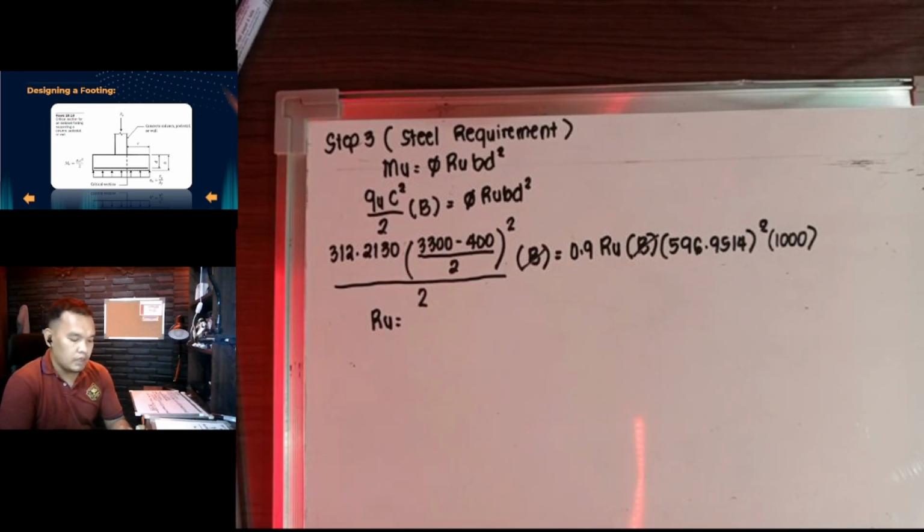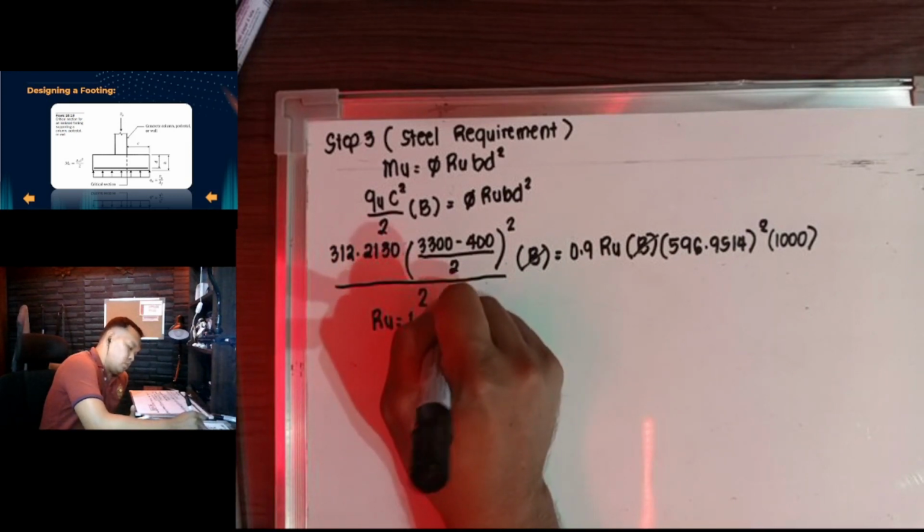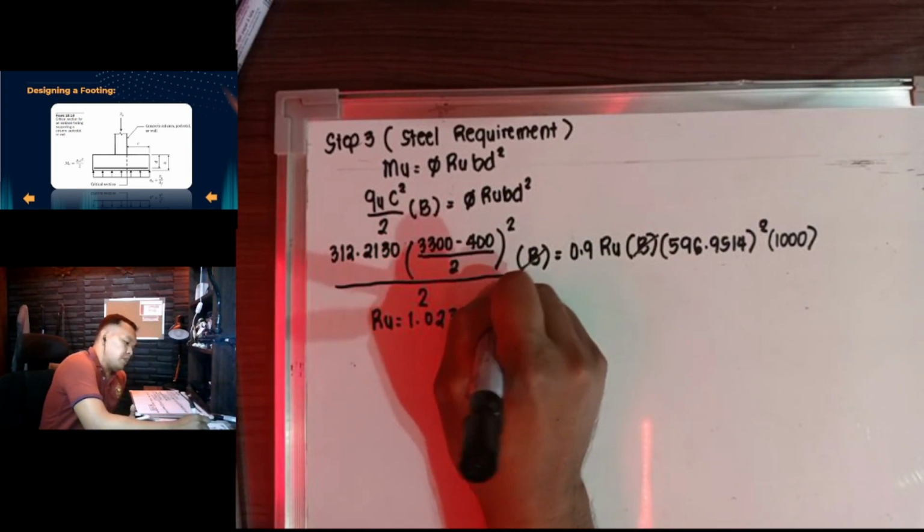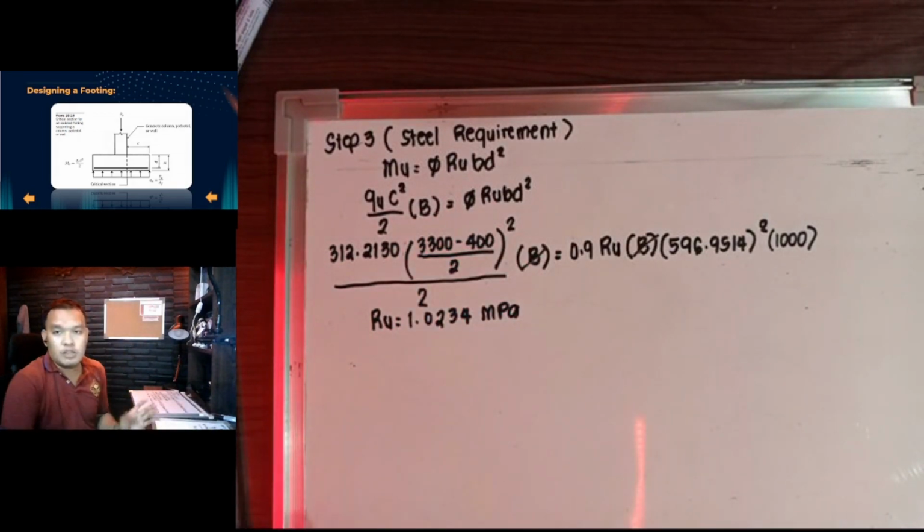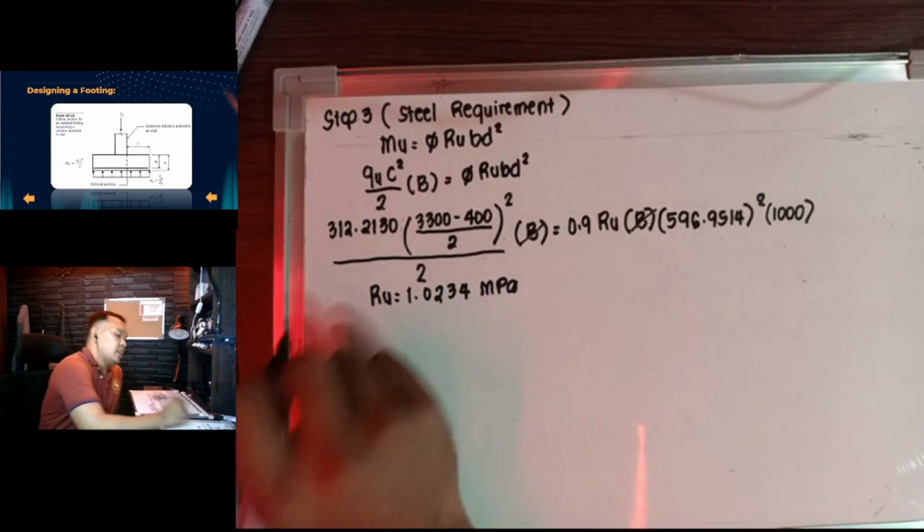312.2130 multiplied by (3,300 minus 400) all over 2 squared all over 2 equals 0.9 times alpha x times 596.9514 squared times 1,000. So we have the value of 1.0234 MPa. Okay, so the value of RU will be used in the formula in getting the value of rho.